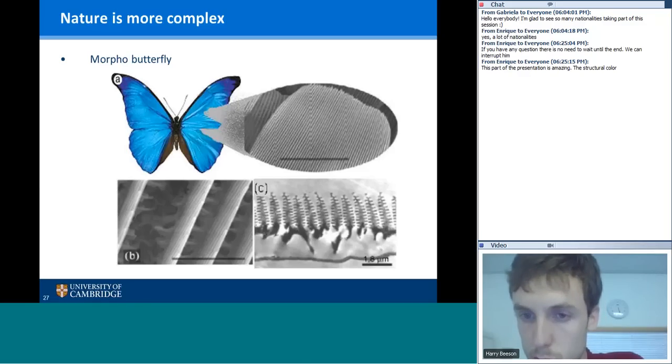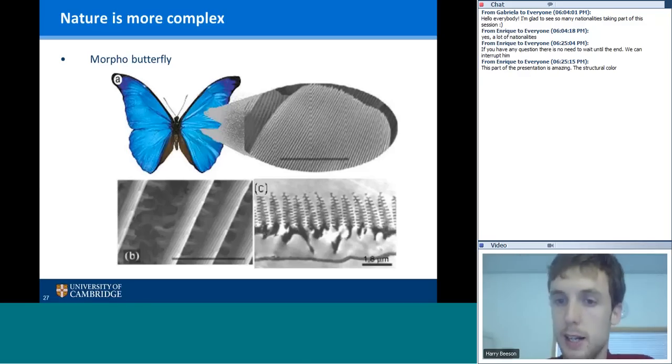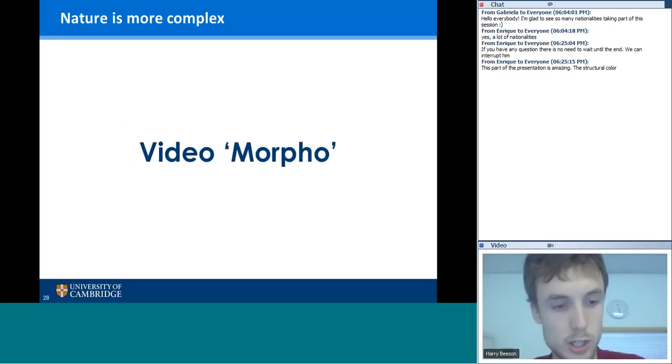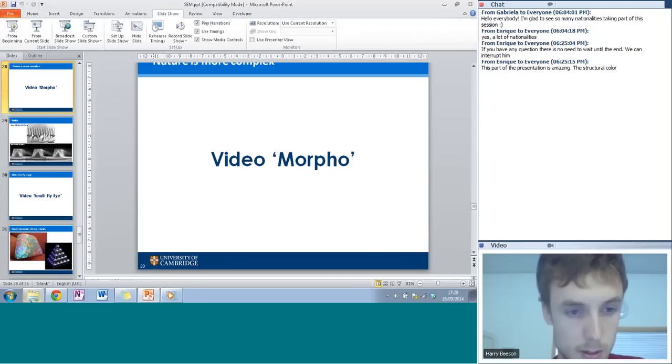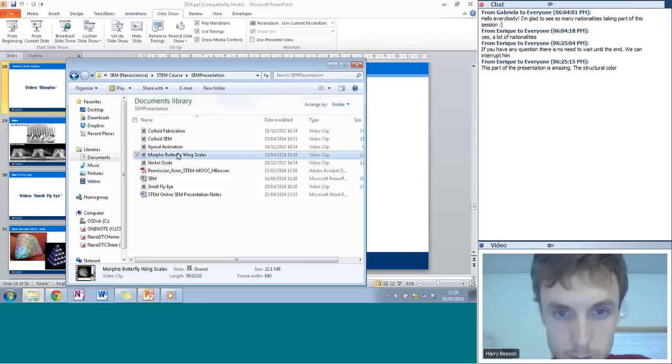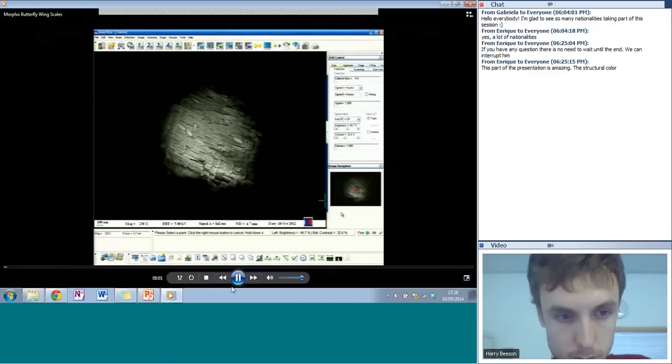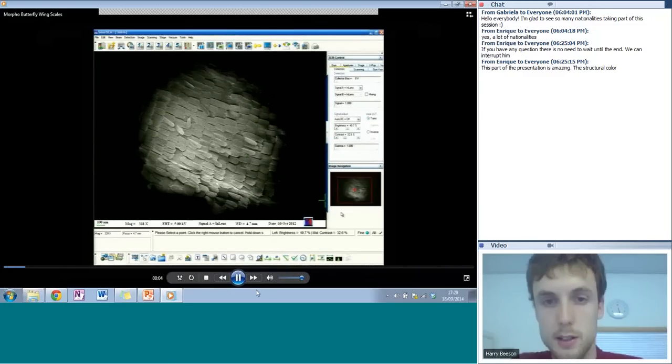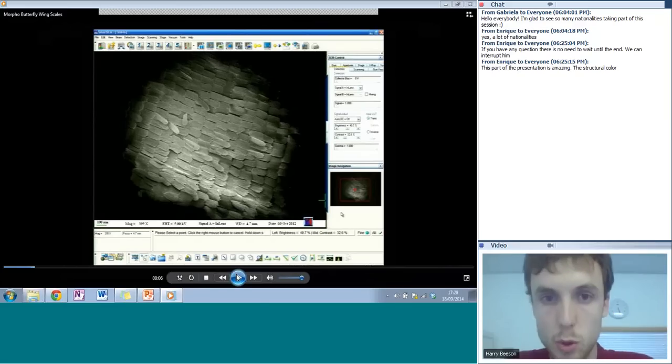But the central spine, I guess, of the tree allows the butterfly to have many of these reflectors in place and held structurally onto the wing. So now I'll show you a video of imaging the butterfly under an electron microscope. This is what the screen looks like when you use the electron microscope. Obviously, the main part of it is the image of the actual sample you're looking at, which in this case is the butterfly wing.